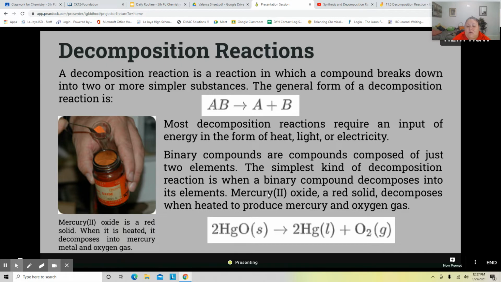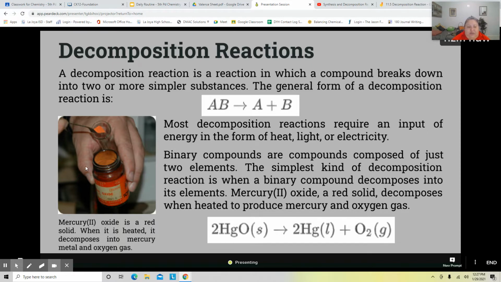For example, mercury(II) oxide, the same type of reaction that Lavoisier was studying, is a red solid that decomposes when heated to produce mercury and oxygen gas. So you can see that this small compound is breaking down into its individual elements, right? This reaction requires 2 moles of mercury oxide, and you're going to produce 2 moles of mercury in the liquid form and 1 mole of oxygen in the gas form.